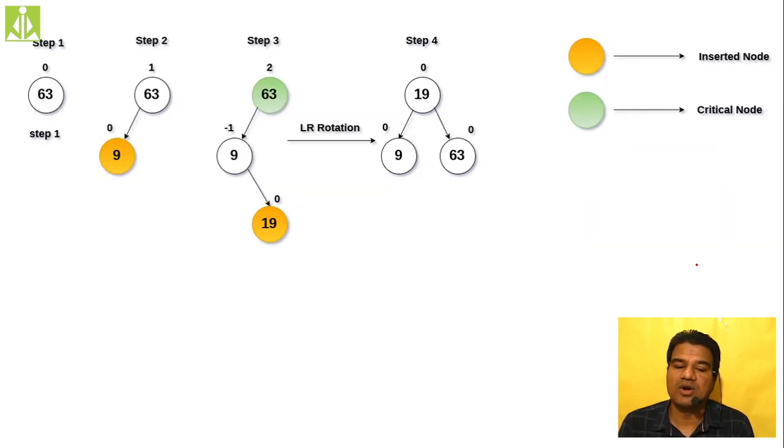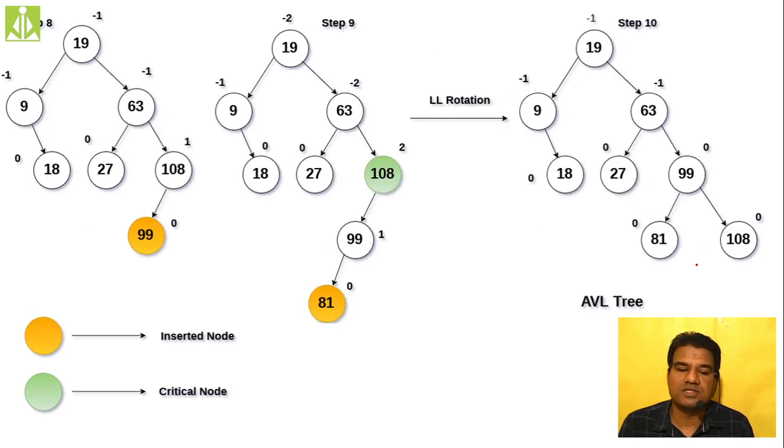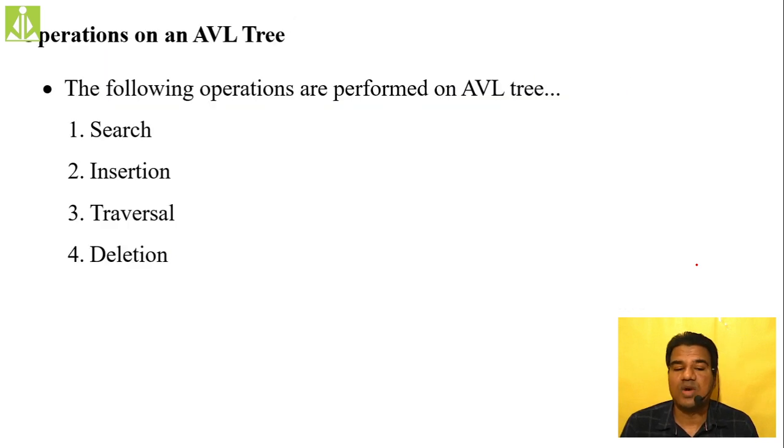In step 3, I got an imbalanced AVL tree, so I performed rotation. In step 4, I got the balanced tree. So in that same way you have to do. From step 3 to step 4, I have performed LR rotation. Then step 5, step 6, step 7, step 8, step 9. From step 9 to step 10, again we performed LL rotation. Likewise, you have to do.